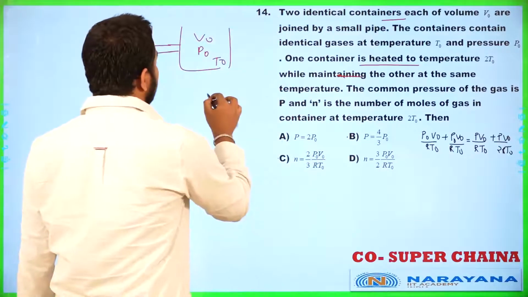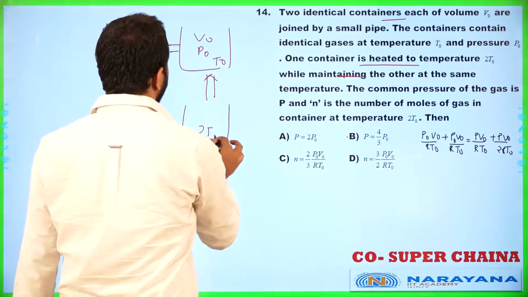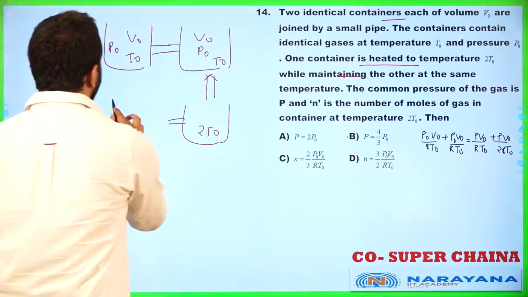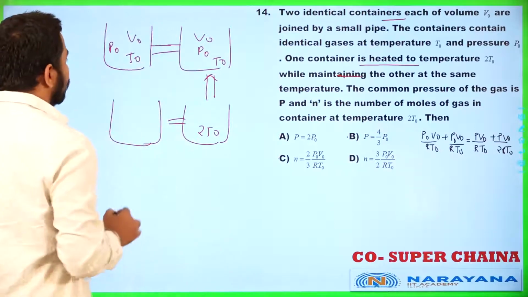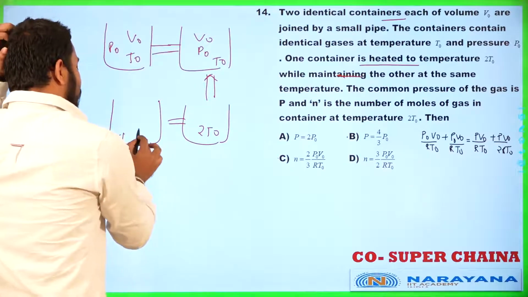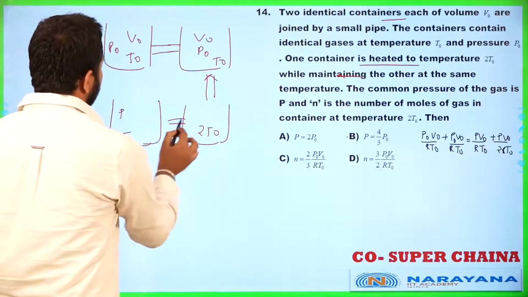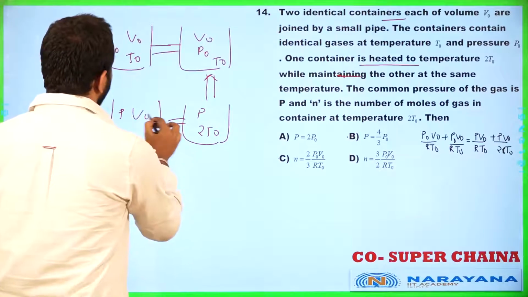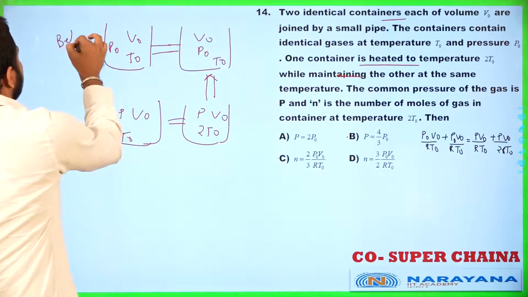After that, one container is heated, so the final temperature of this container will become 2T0. The rest of the conditions will remain the same, so here the temperature is T0 only. Obviously the pressure will change here, while the volume remains as it is. So this is before heating and this is after heating.